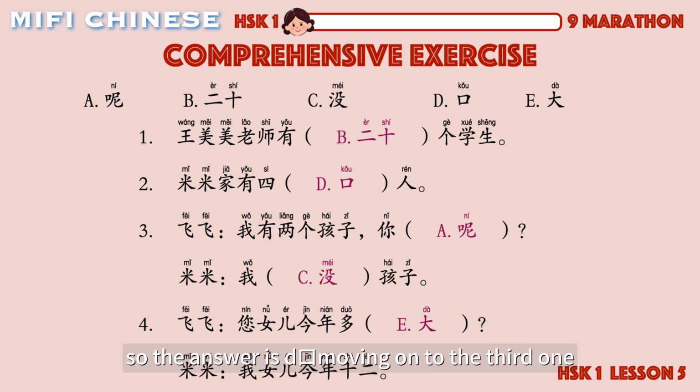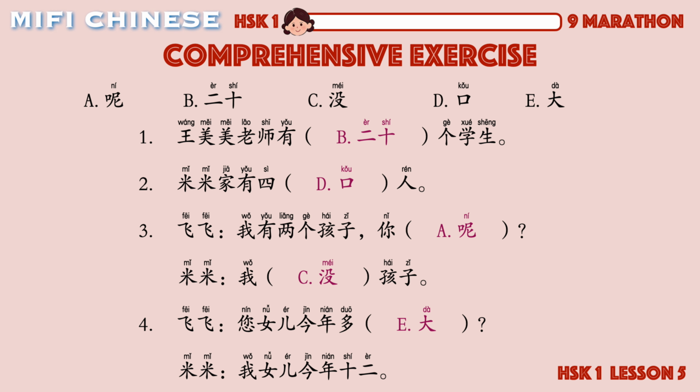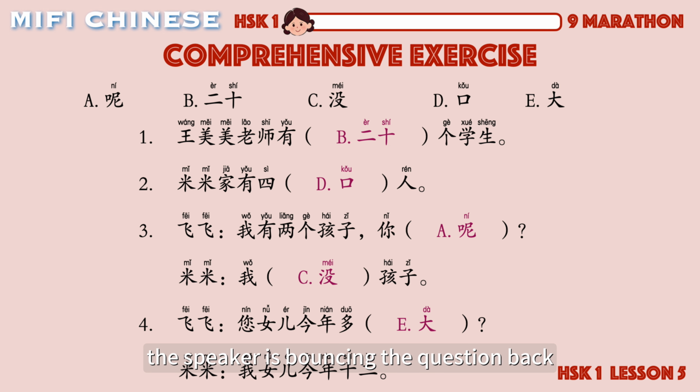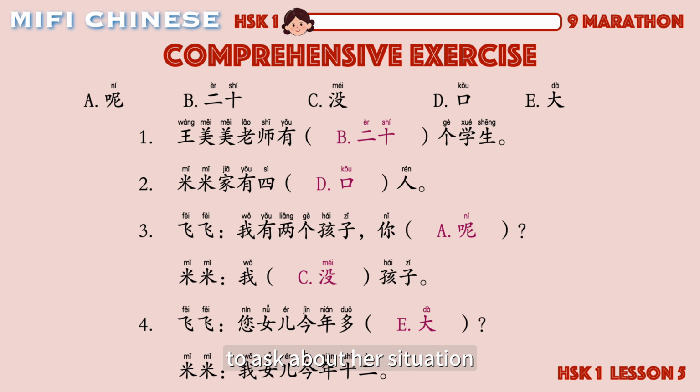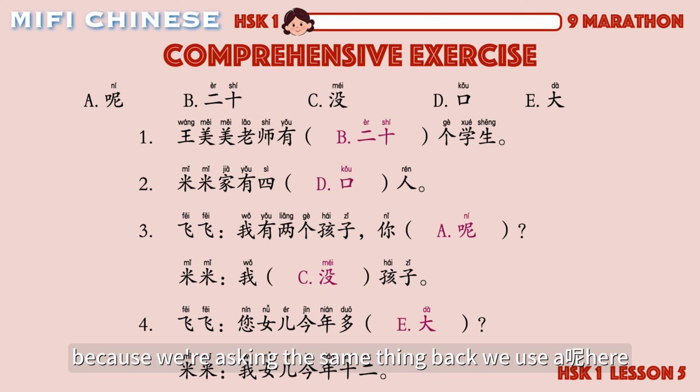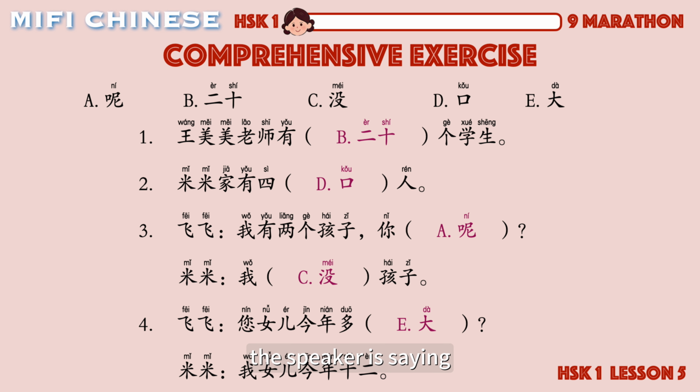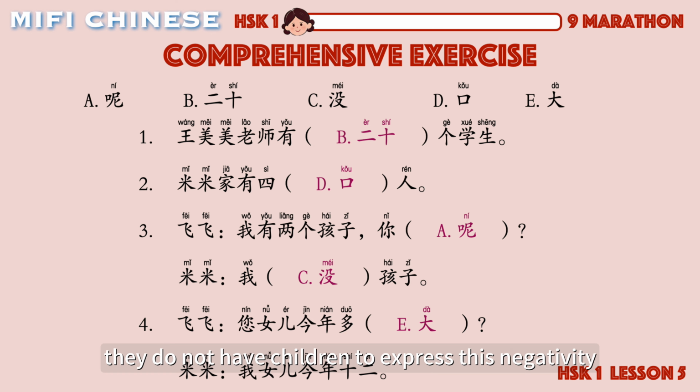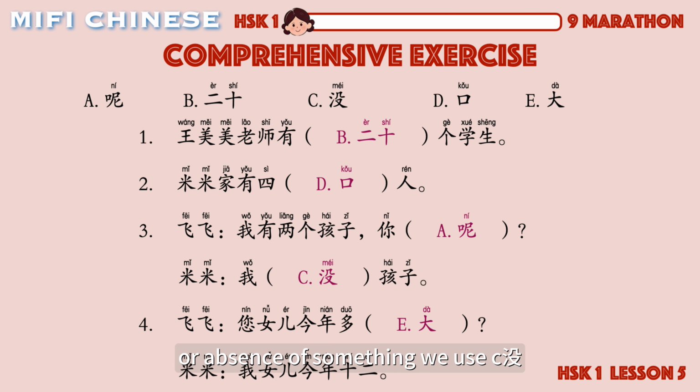Moving on to the third one. 菲菲，我有2个孩子，你呢？米米，我没孩子。In this context, the speaker is bouncing the question back to ask about her situation. Because we're asking the same thing back, we choose A, 呢. Here, the speaker is saying they do not have children. To express this negativity or absence of something, we use C, 没.